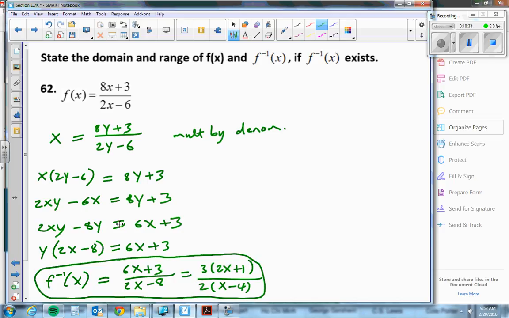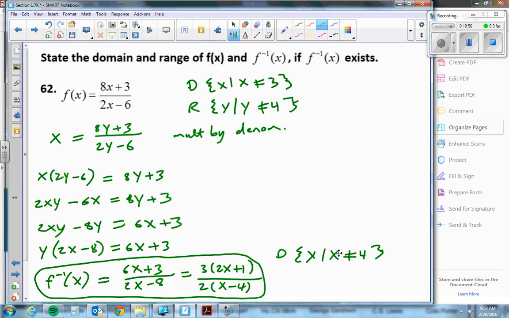Now for the domain and range. On the original, the domain was easy. It's everything except 4. And the new one, the domain is also easy. It's everything except 4. What's the original range? Every y value that's not 4. Yes.